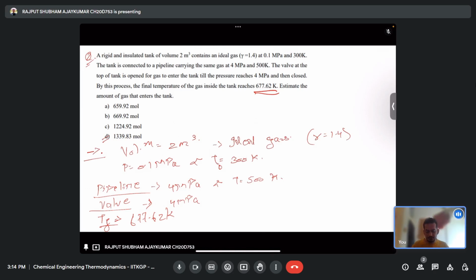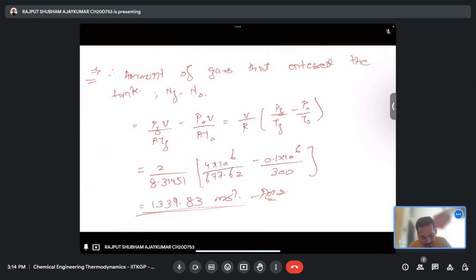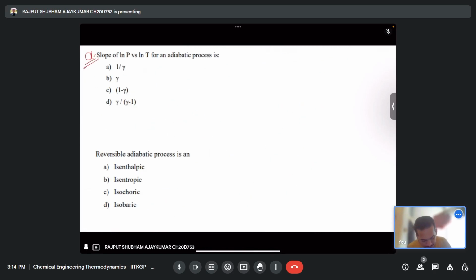Now we'll move on to the next question. These are two different questions and we'll do both right now. The slope of ln p versus ln T for an adiabatic process. If you take ln of P and ln of T in the PT diagram, what will the slope be? It's related to the processes we have already discussed in week 1 and week 2, but it's just for memory.